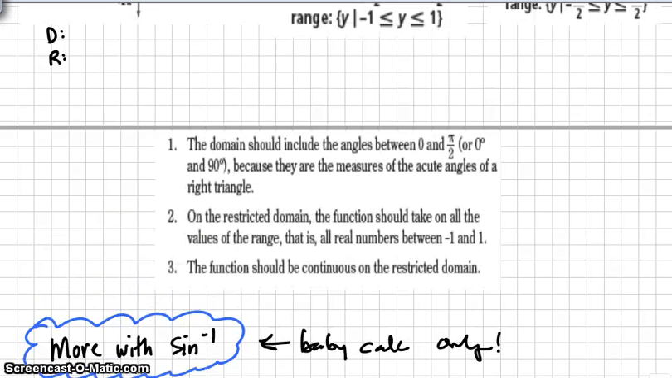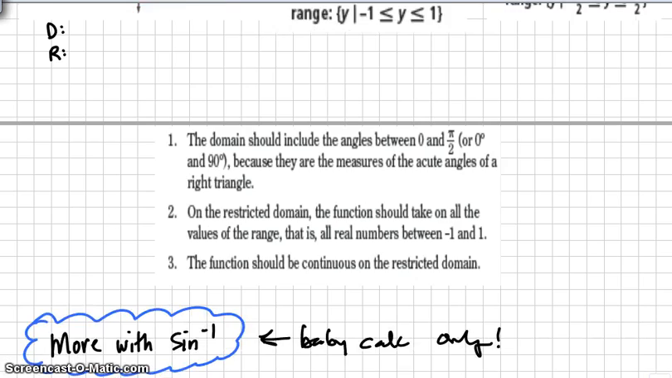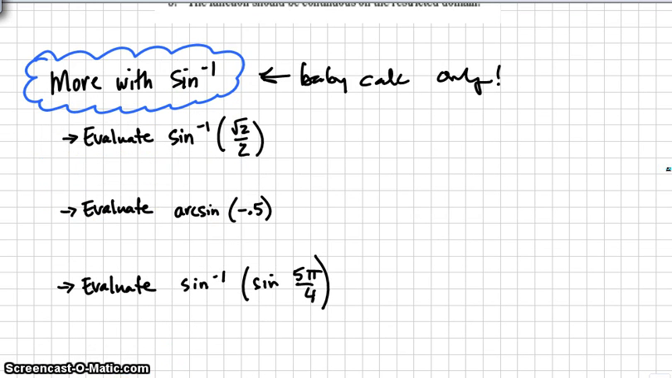Keep in mind that when you do the restricted graph here, there were those 3 values that we talked about when we first did the inverse cosine. 3 things that have to occur in order for that to be maintained. So those are given in your book. We're going to look at baby calc questions that involve inverse sine.